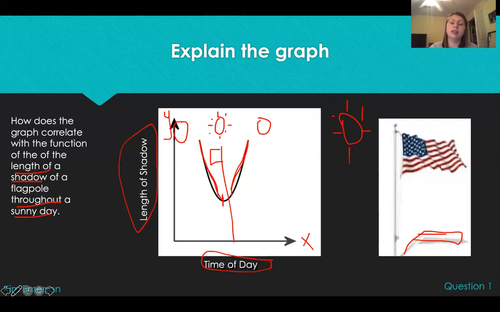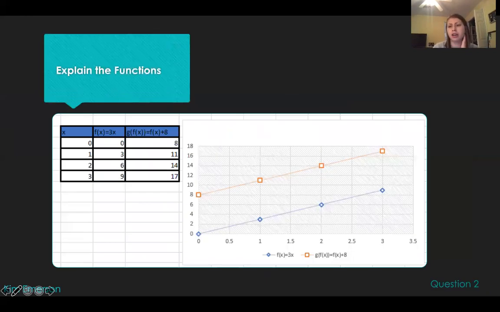So we're going to take a look at functions. Excuse me, sorry, my throat. So let's take a look at functions. We're going to explain the functions in this chart and see how it relates to the graph here.